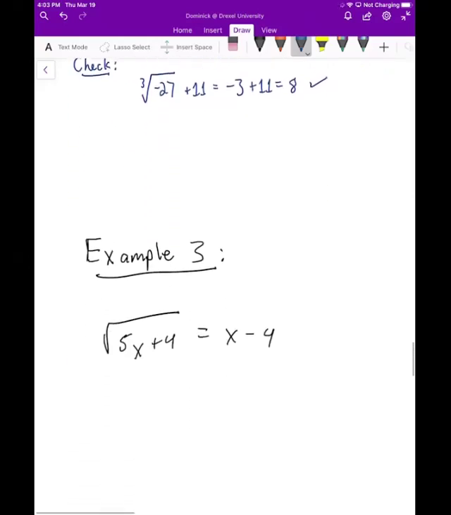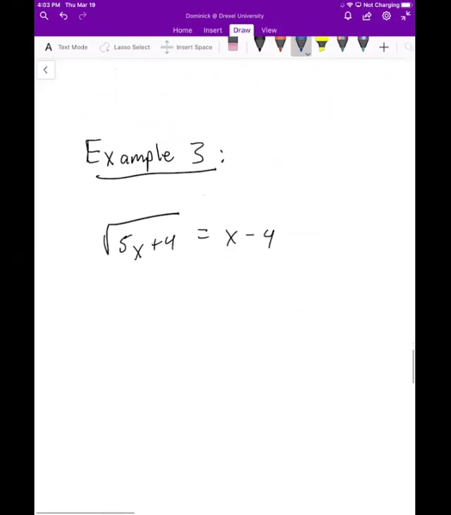Now, what happens if it gets a little bit more complicated, right? Because now we have x's on both sides. All right, so let's check it out. So again, here, our radical term is already by itself on the one side, so we don't have to move anything around. We can just go right to squaring both sides. So let's do that.